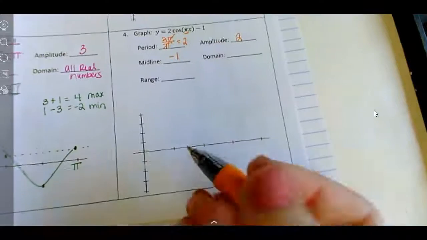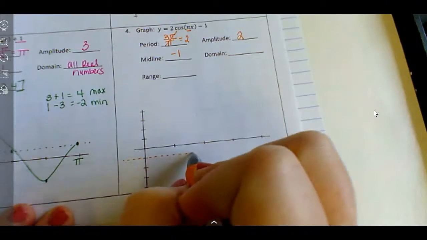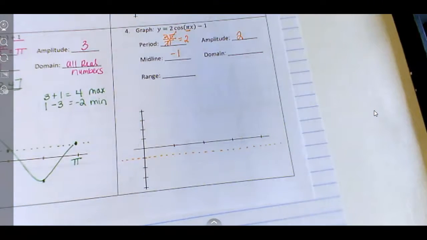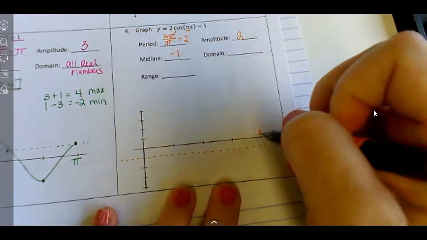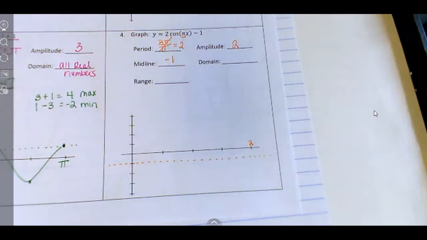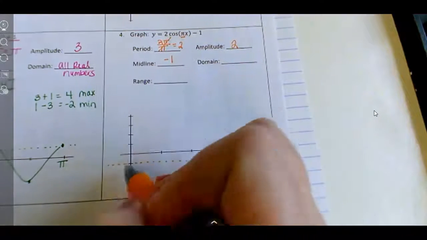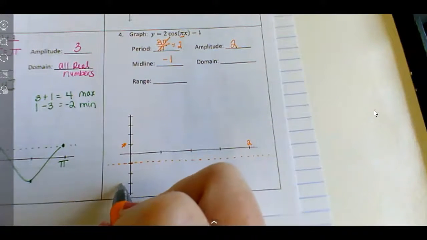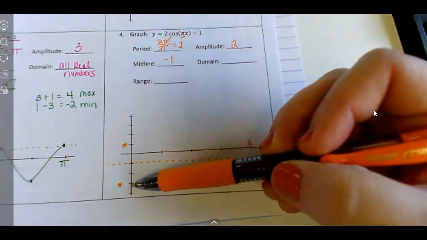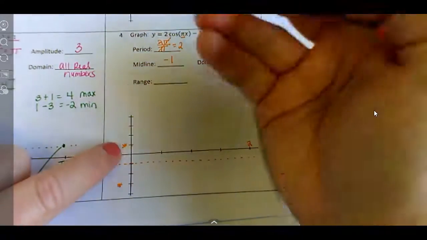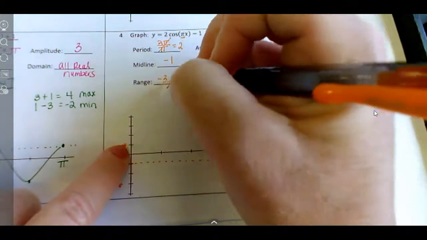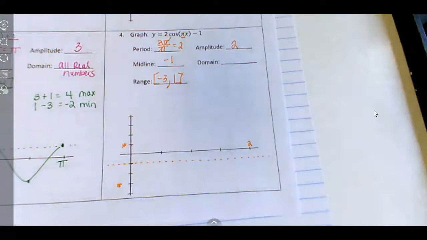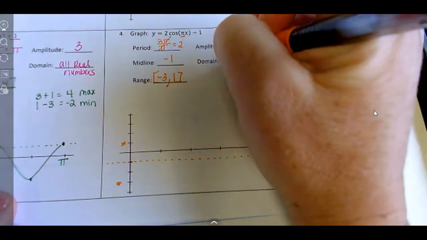So, when we're going to draw it, you start off by drawing that horizontal dotted line at the midline at -1. Okay? We know our period is 2, so I know this is going to be all the way out to 2 here. We know our amplitude is 2. So from the midline, I'm going to go up 2. And from the midline, I'm going to go down 2. So my graph is going to go from -3 to 1. And -3 is the min, and 1 is the max. The domain will still be all real numbers, so nothing changes there.